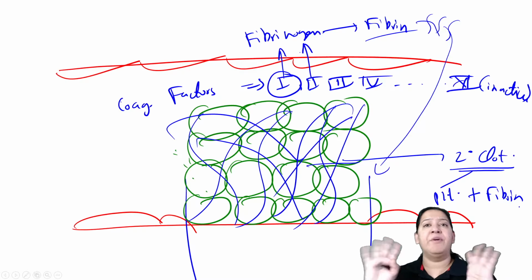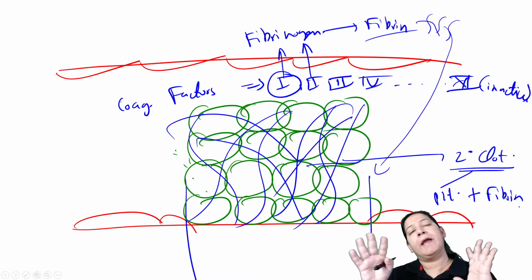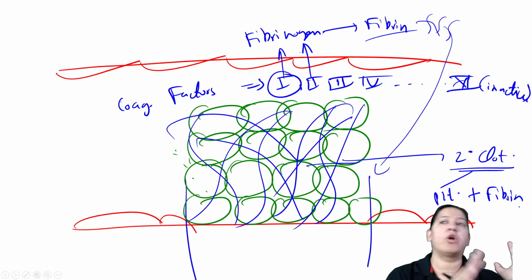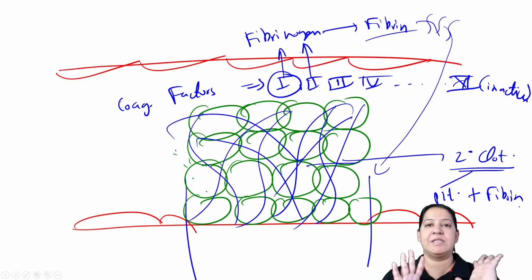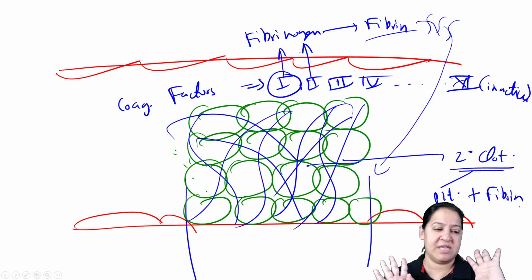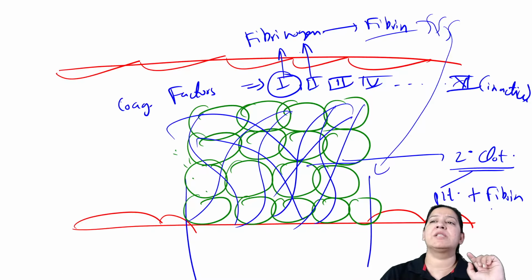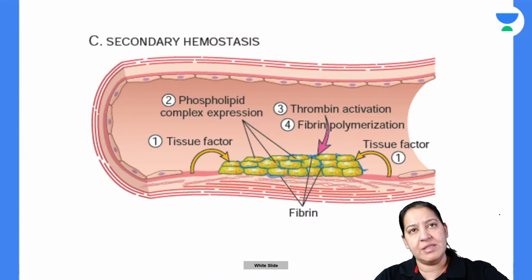So we have to activate fibrin, and after activating, it forms a thread-like structure around the primary clot. So that primary clot got converted into secondary clot. Now it becomes stabilized. Have you got it? Now the question arises, how do you activate this fibrin?